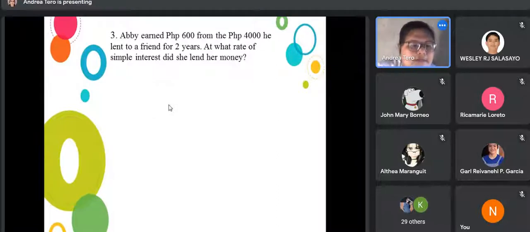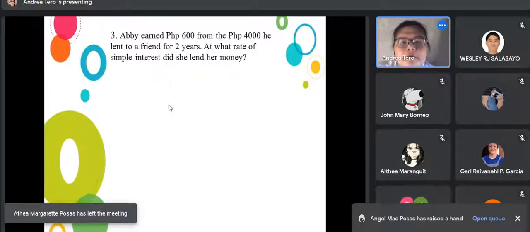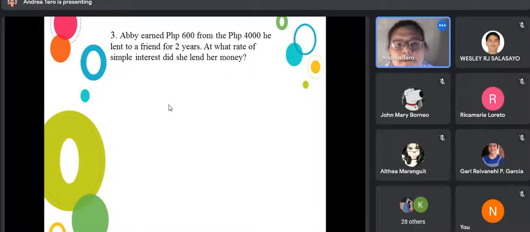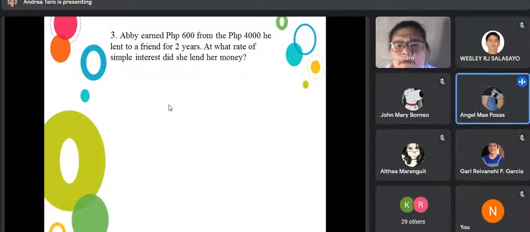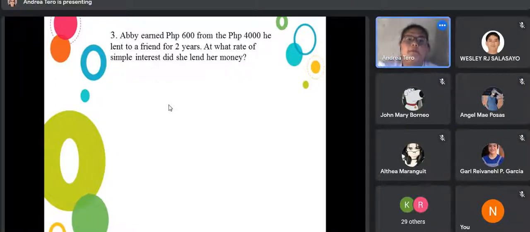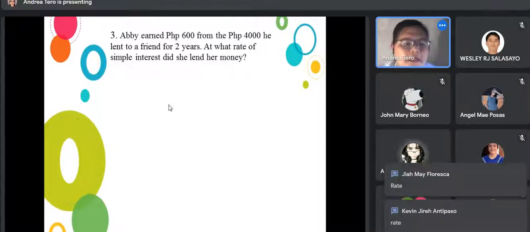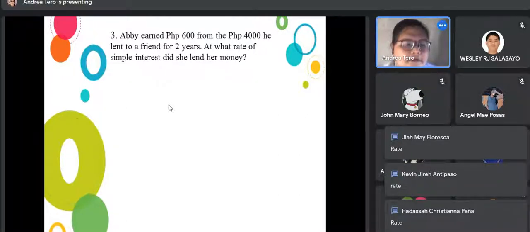How about this one? Can I ask somebody to read, please? Anybody from the class? Angel, please read the problem. Abby earned 600 pesos from the 4,000 pesos she lent to a friend for 2 years. At what rate of simple interest did she lend her money? Okay. From the problem, what variable are we looking for? What is to be solved here? Very good.